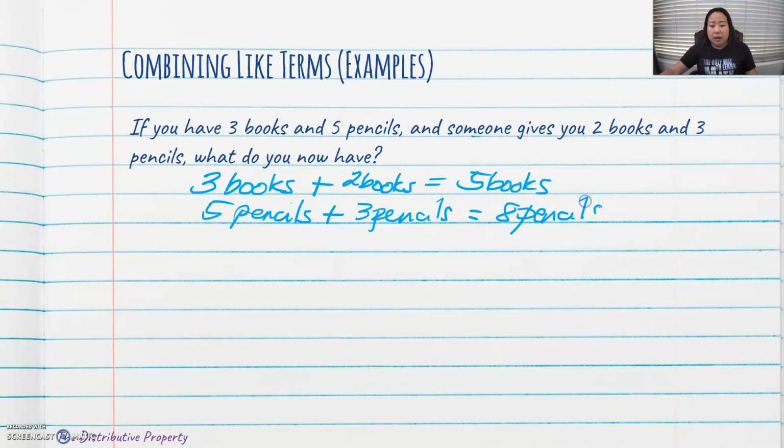So you cannot add the number of books, let's say 3 books, and 3 pencils. No, they cannot be added together. Why? Because they are 2 different items.